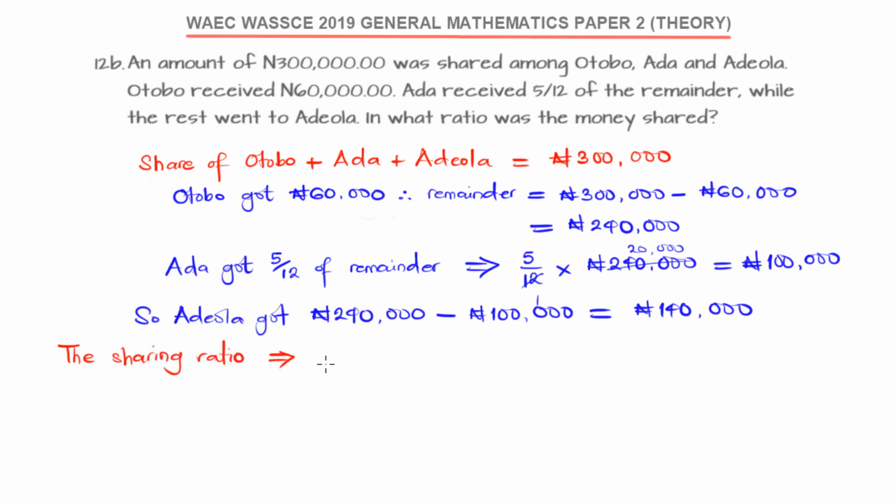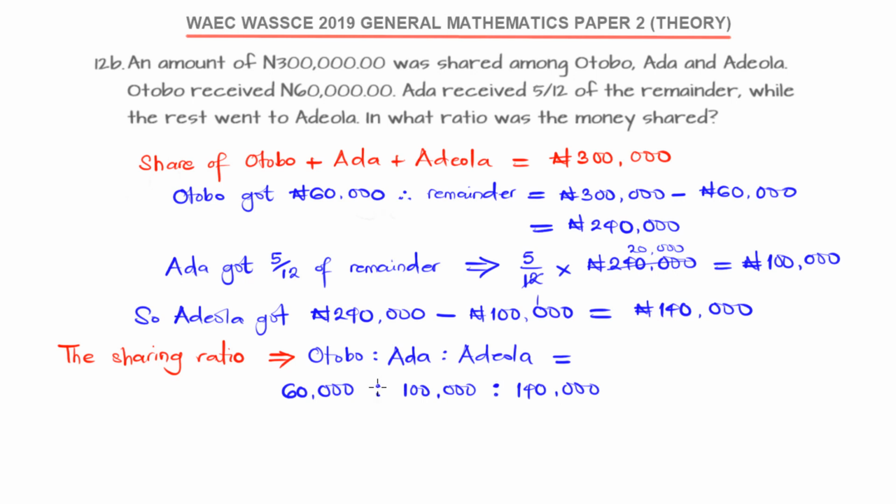So the sharing ratio will just be Otobo ratio Ada ratio Adeola. You just need to bring in their money, the amount that each one of them got, and we just find how we can divide them to the barest minimum, and that will give us our ratio. So this will give us 60,000 naira for Otobo, 100,000 naira for Ada, and 140,000 naira for Adeola.